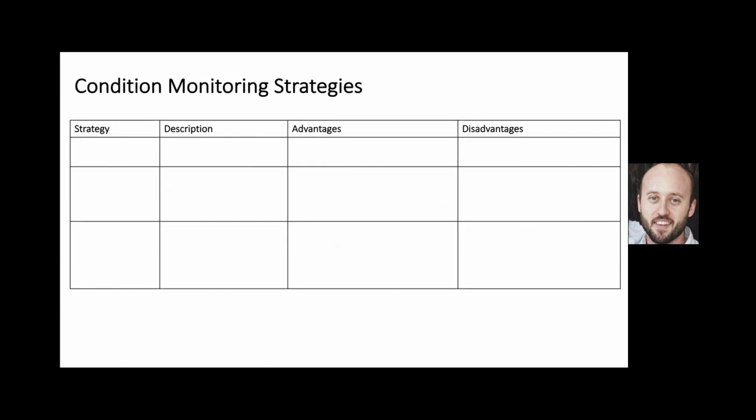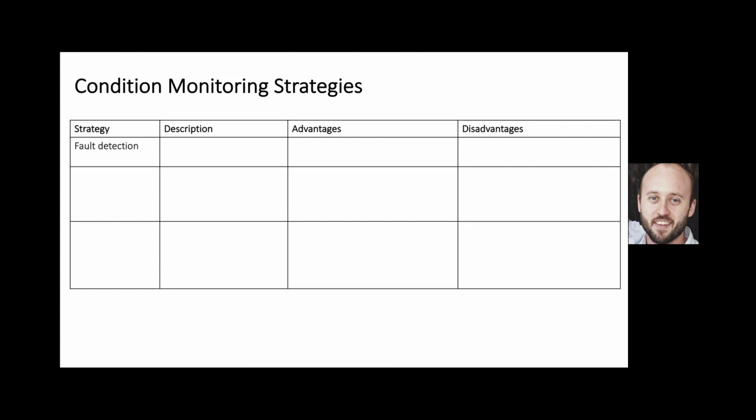So like I said, to do predictive maintenance or condition-based maintenance, we need to implement a condition monitoring solution. So I'm going to walk through, once again, 3 levels now with condition monitoring solutions and see how these play out and what advantages and disadvantages they have.